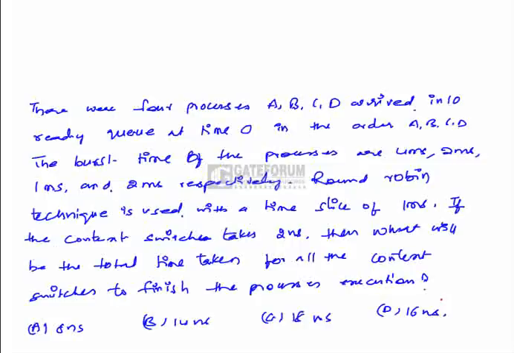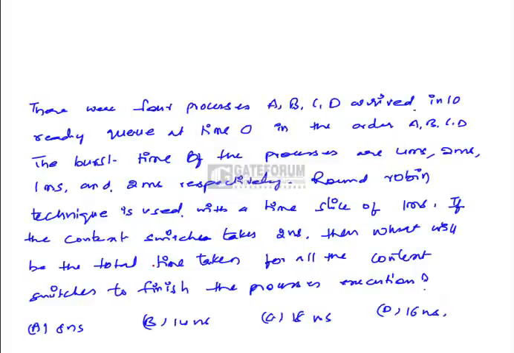For four processes A, B, C, D arrived into ready queue at time 0 in the order A, B, C, D. The burst times of the process are 4 milliseconds, 2 milliseconds, 1 millisecond and 2 milliseconds respectively. Round robin technique is used with a time slice of 1 millisecond. If the context switches take 2 nanoseconds, then what will be the total time taken for all the context switches to finish the process's execution?